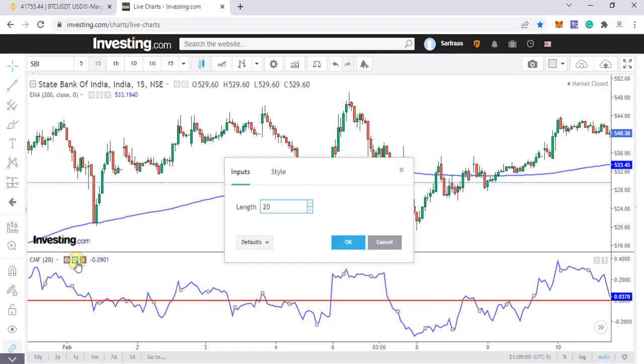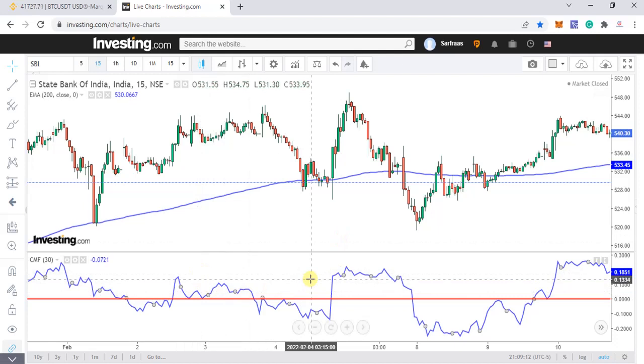Now the period of 20 can be changed a little bit. Just to show you the difference in the graph, let's say I'm choosing it as 30. The graph becomes a little bit smoother. It becomes less sensitive and less prone to noise. So it will give you fewer entry signals and fewer false signals.